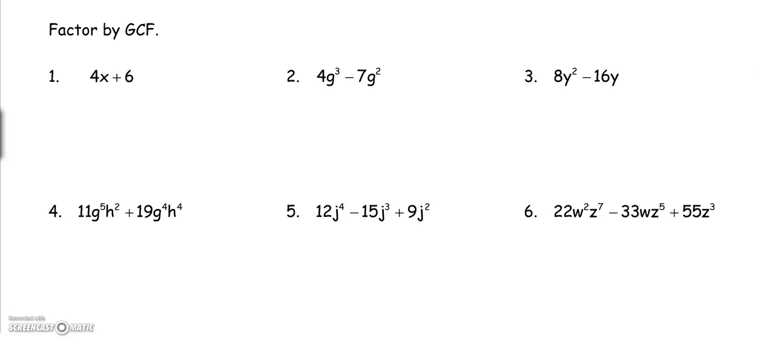Factor by GCF. Number 1, we have 4x plus 6. So I have to look at 4 and 6. What's the greatest common factor of 4 and 6? It's 2. So remember, your GCF goes outside the parentheses. So my GCF is just 2. When I pull out a GCF of just a number, I'm going to divide my terms by that number. So 4x divided by 2 gets me 2x. 6 divided by 2 gets me 3.